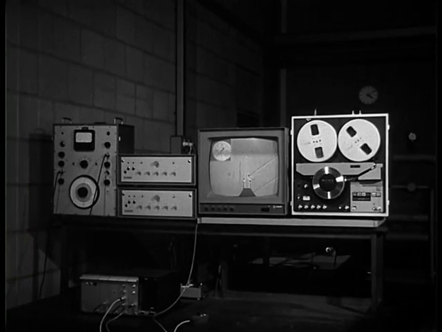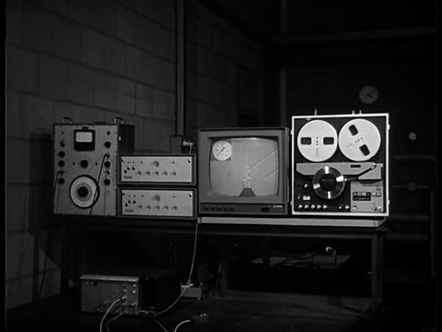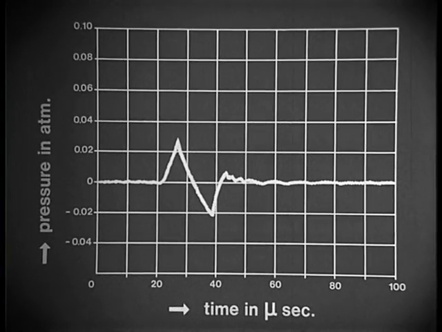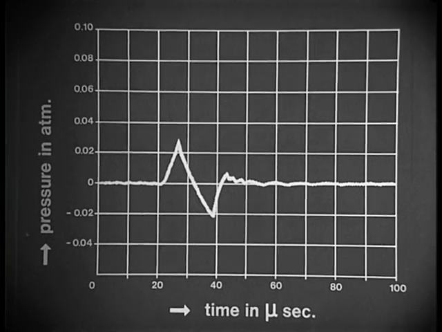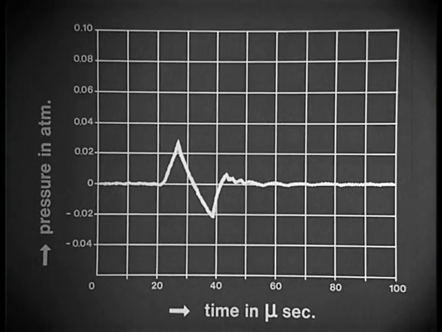In the course of this film, we'll change the amplitude and the angle of incidence of the pulse and the pressure ratio of the jet. This graph shows the pressure amplitude as a function of time of one pulse, an N wave.